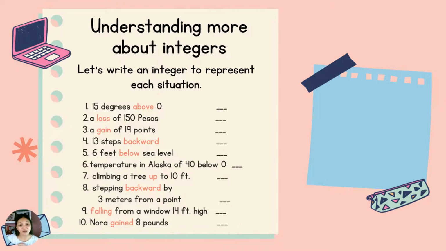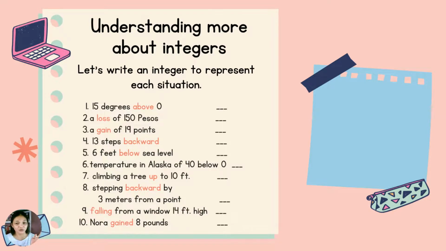Number 7, climbing a tree up to 10 feet. 8, stepping backward by 3 meters from a point. Number 9, falling from a window 14 feet high. And number 10, Nora gained 8 pounds. So from these terms, we can identify already kasi may mga up, down, ayan, may mga backward, may mga forward. So, yun pa lang, medyo may hint ka na how to use or kung anong sign yung magagamit mo.